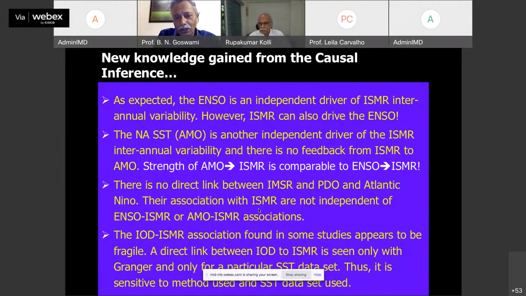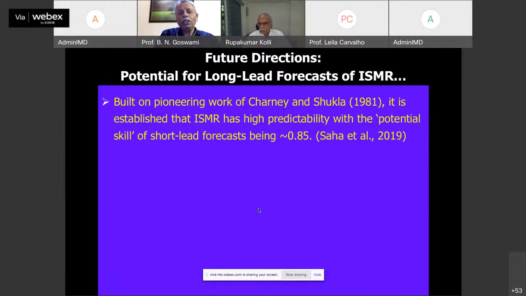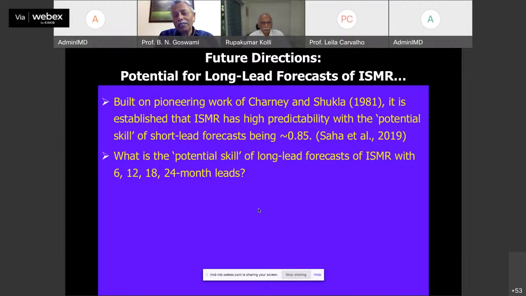And in addition to that, in terms of prediction, we need to look at potential scale at long lead prediction, because these indicate that there should be long lead predictability. But today there is no estimate of long lead predictability. And what is the prediction scale after 12 months or 24 months? We really don't have a handle on that.